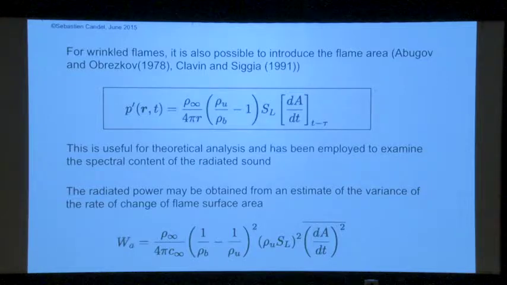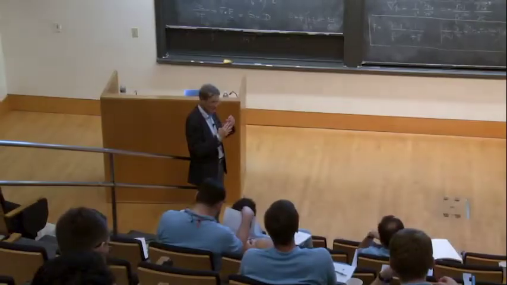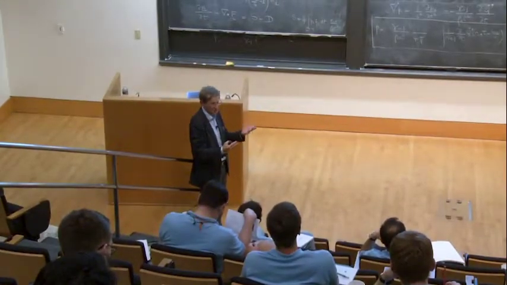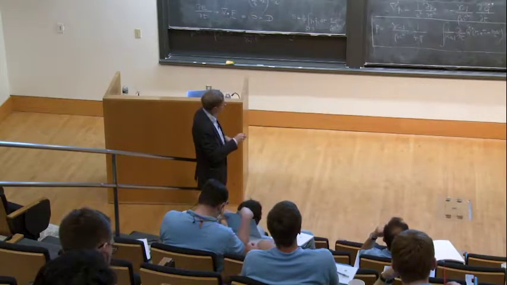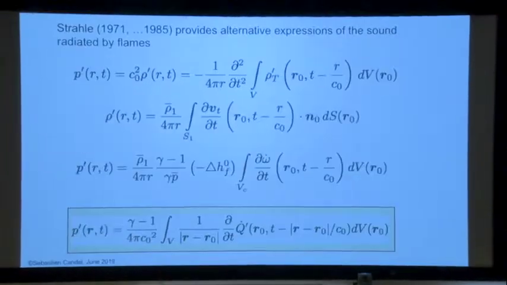You recognize something which looks very much like the previous expressions, and basically here you emphasize the fact that noise is produced when the surface area of the flame is changing. If you have a flame with a constant surface area, nothing happens. If you change the surface area, which happens due to turbulence, due to combustion oscillations, then you have noise. So this term is the important term.